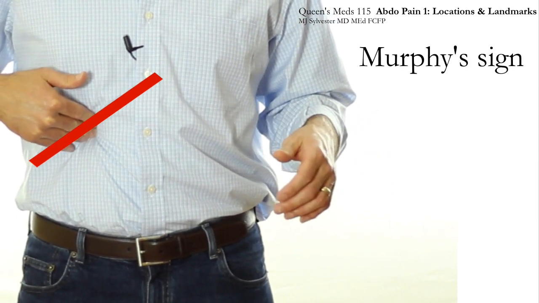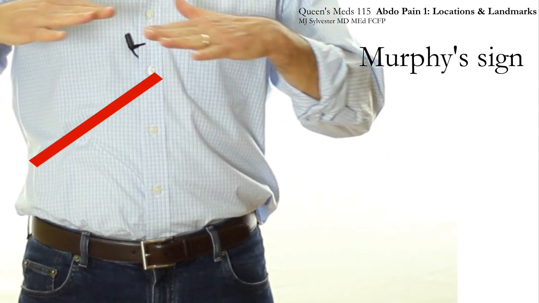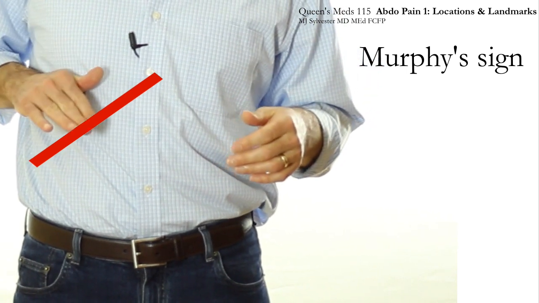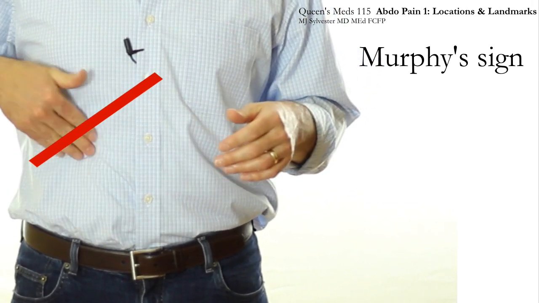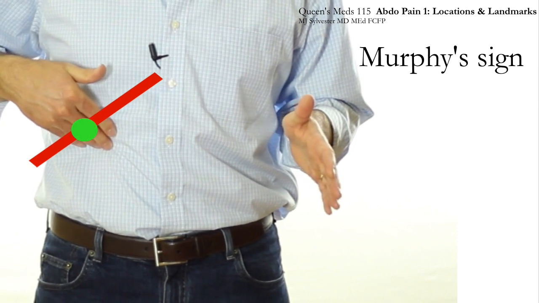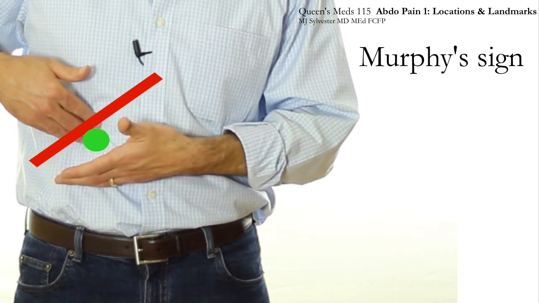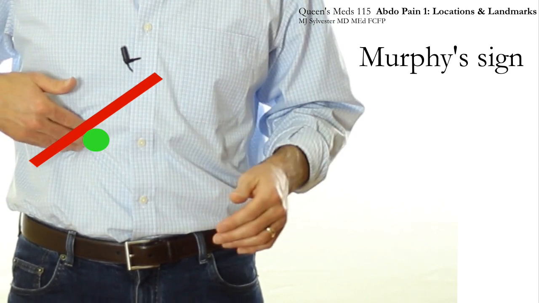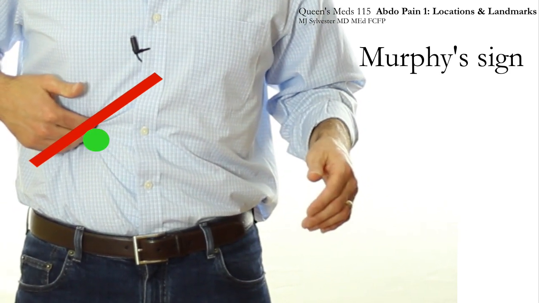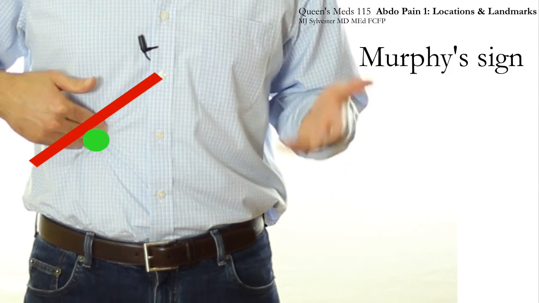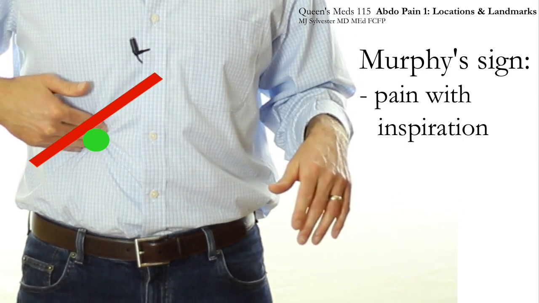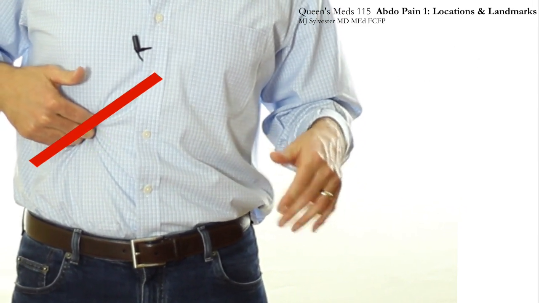Now Murphy's sign is when you take a big breath that flattens your diaphragm, which brings down your liver, and with your liver comes your gallbladder. Now if your gallbladder was inflamed or irritated, and when you took a big breath, it pushed your gallbladder against the examiner's fingers, and you took a sharp intake of breath because of the pain, that would be a positive Murphy's sign.